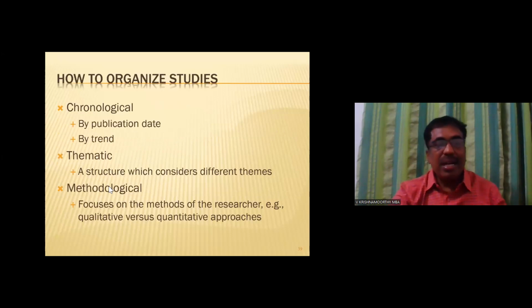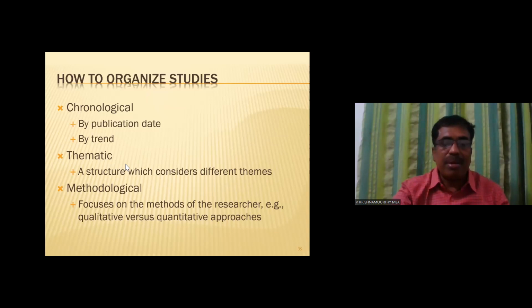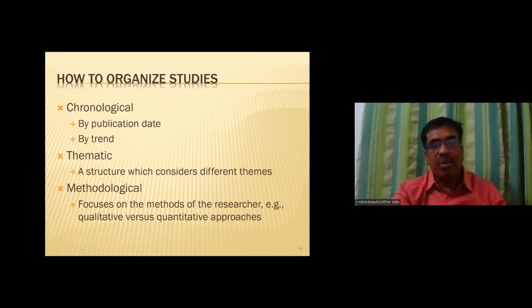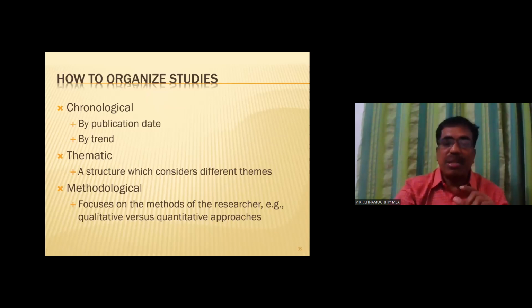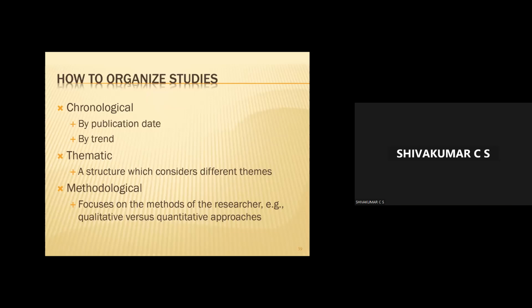Okay, how to organize the literature? First, chronological, that is, by publication date. Next one, thematic. Thematic means, for example, concept wise. Next one, methodology wise. Methodology wise means what? For example, you can also focus on methodology. There are two types of research methodology that have been followed. One is quantitative research.